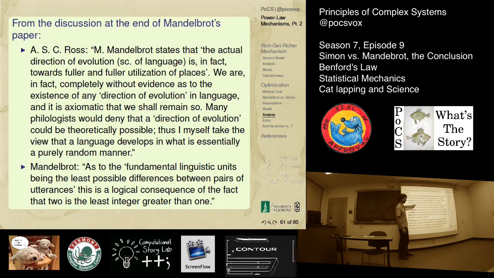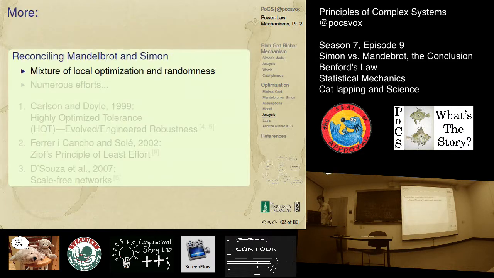We'll see some really beautiful stuff from recent analysis of language that shows some quite striking features. I mean, it is a messy thing, but there's a lot of order as well. As to the fundamental units being the least possible differences between pairs of utterances, this is a logical consequence of the fact that 2 is the least integer greater than 1. Sorry. He's a little rude. All right. But just remarkable. I was just reading and thinking, wow, no, axiomatic. Okay.